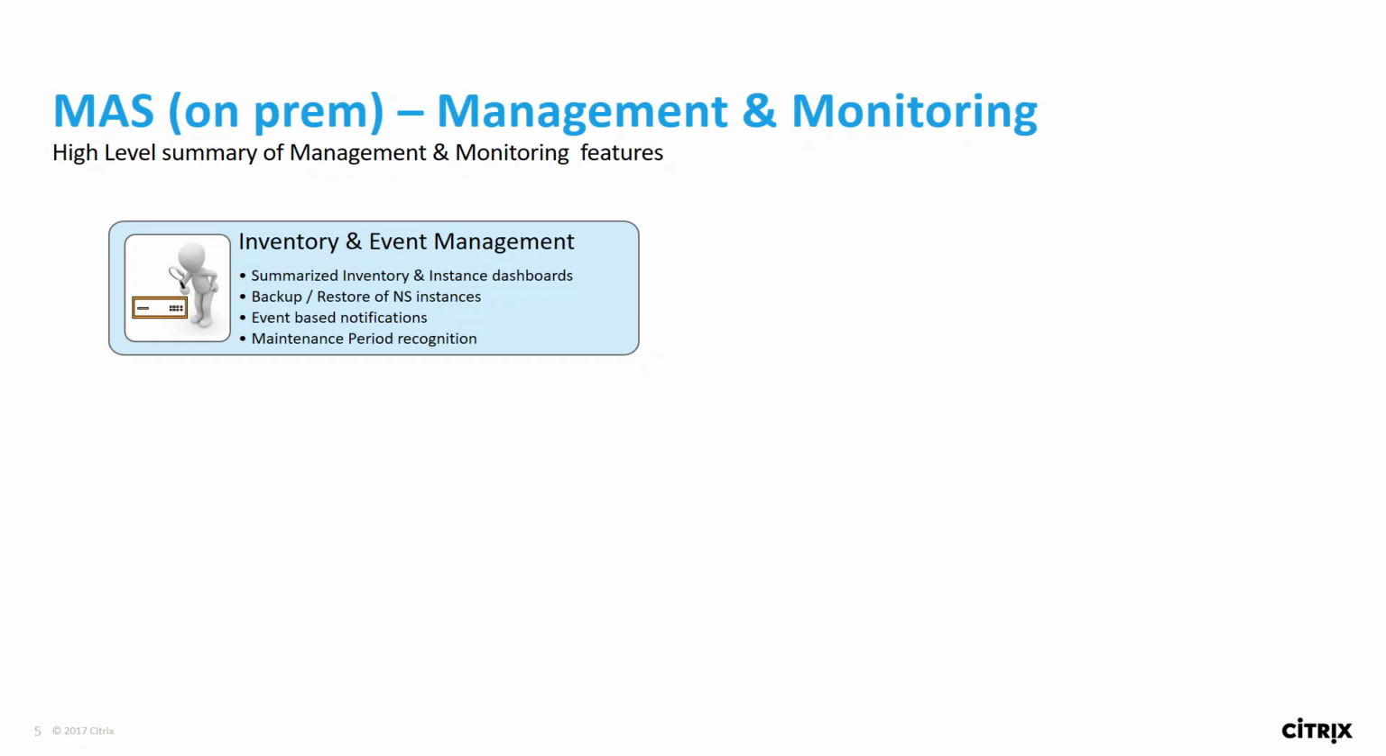MAS will also take regular backups of all your instances so that in case of any unfortunate incident, you can always use that backup to restore the NetScaler and get it back to the desired state.